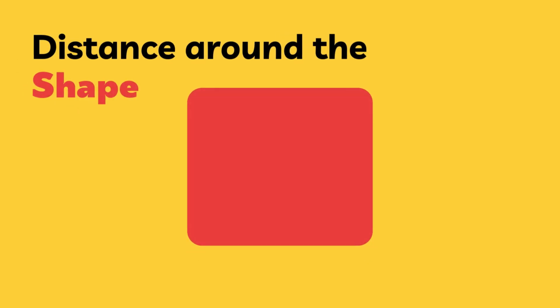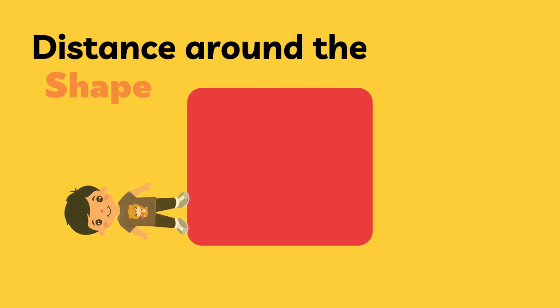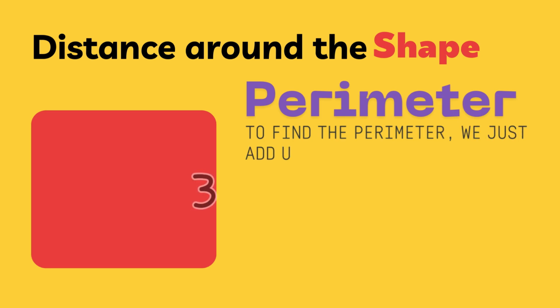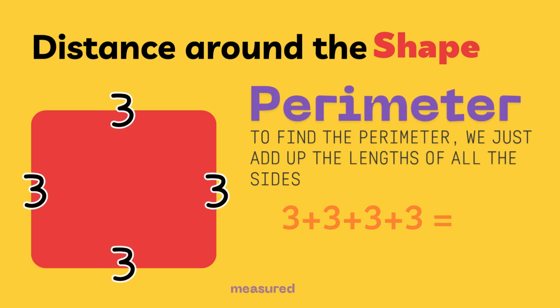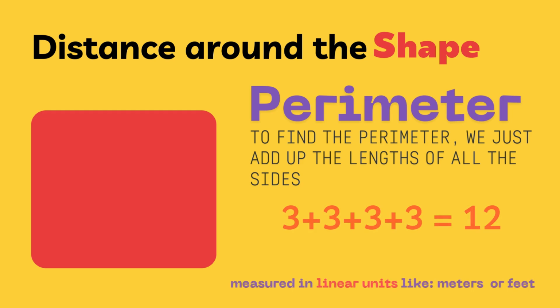First up, perimeter. That's just a fancy word for the distance around a shape. Imagine walking all the way around your playground. That's like tracing the perimeter. To find the perimeter, we just add up the lengths of all the sides. For example, if a square has side lengths of 3 units each, the perimeter is 3 plus 3 plus 3 plus 3, which equals 12 units.